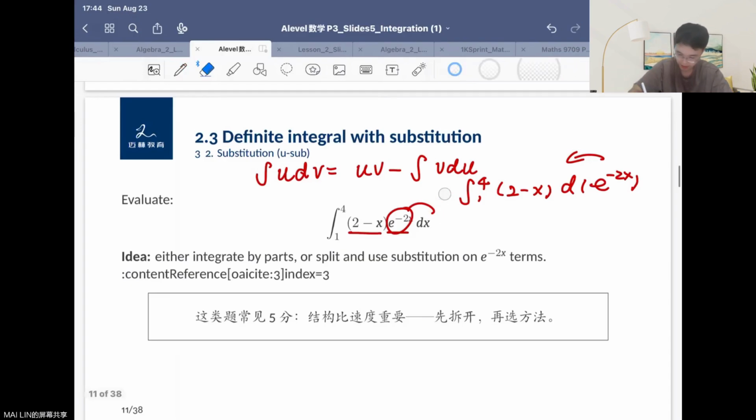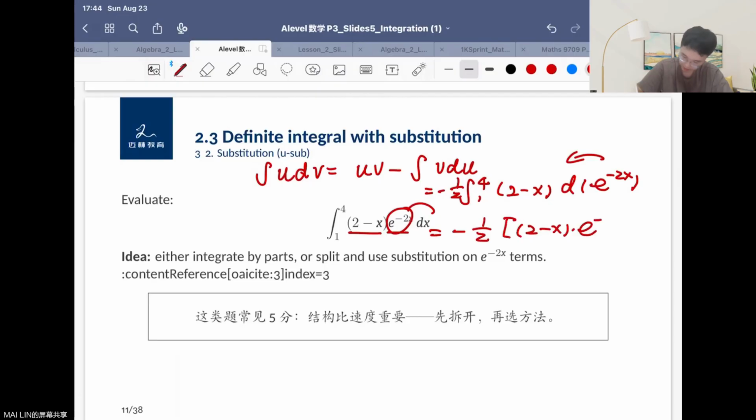So here we can set this equal to negative a half integration from 1 to 4, 2 minus x d e power of negative 2x, okay? For this kind of equation, now you can write using the integration u dv equals uv minus integration v du, right? So we can write it as negative a half, here is for 2 minus x times e power of negative 2x from 1 to 4, minus here is for integration 1 to 4 e power of negative 2x d 2 minus x, right?